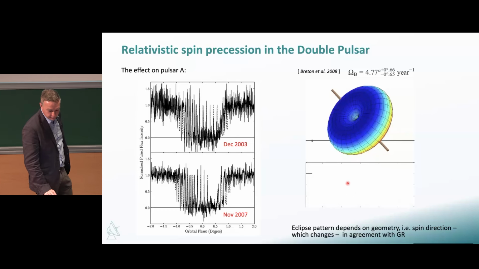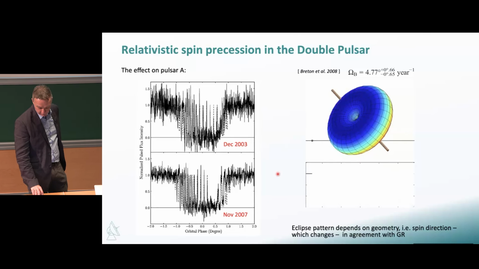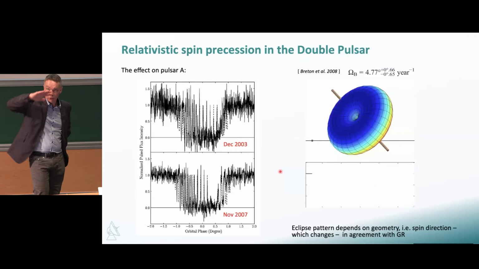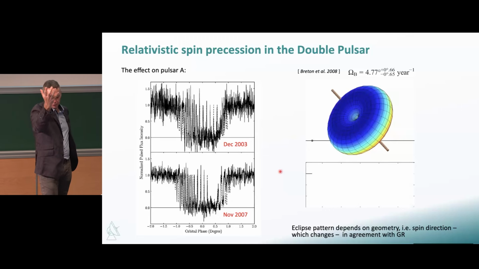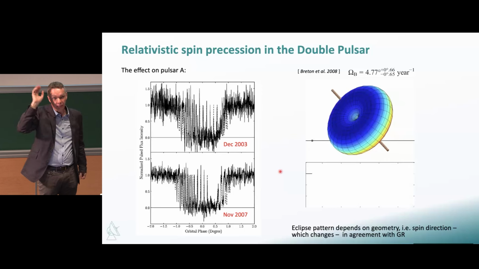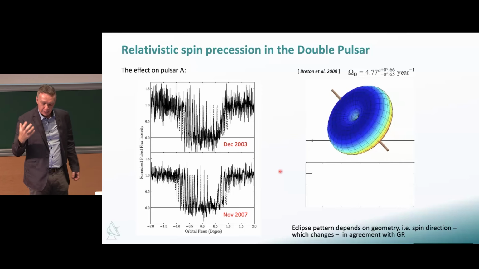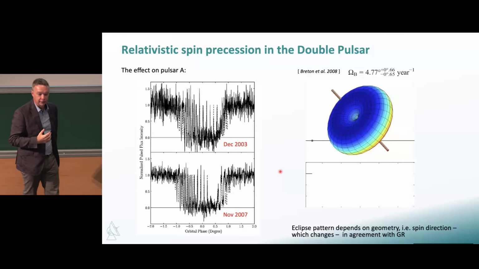And that's a really nice effect that René Breton was doing in his PhD thesis with Vicky Kaspi at McGill at the time. So what happens is that because we see the system nearly edge on, we have this magnetosphere which looks like a donut because it's filled with plasma, and the donut rotates. Remember maybe the animation from the very beginning. And this plasma is optically thick for the radiation that comes from the background pulsar.